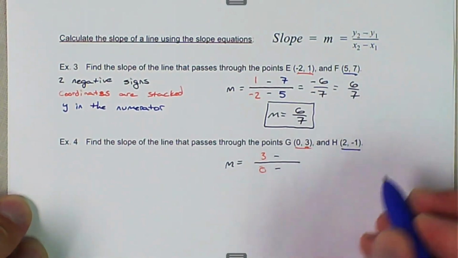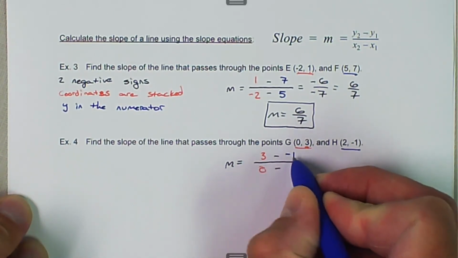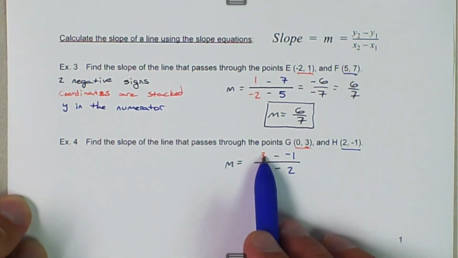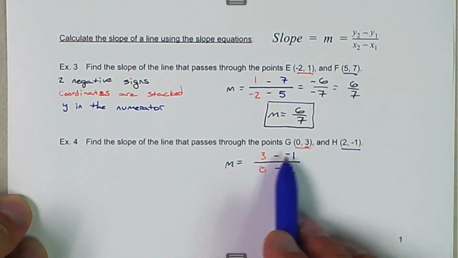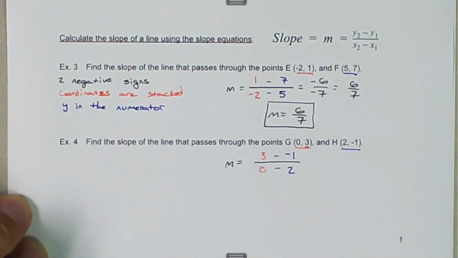And then we'll put the point H in, the second one, negative 1 and 2. And that is why I always put the negative, because sometimes we say 3 minus 1, we forget to put that negative sign in there. So this is why I always put that negative, to make sure that I remember that it's there, because that changes it.